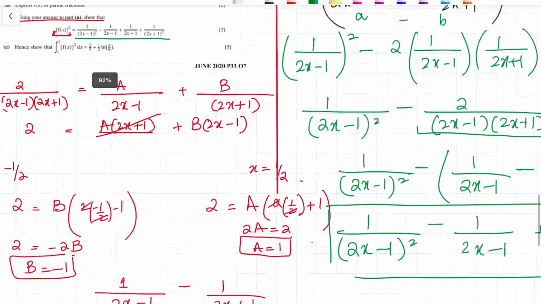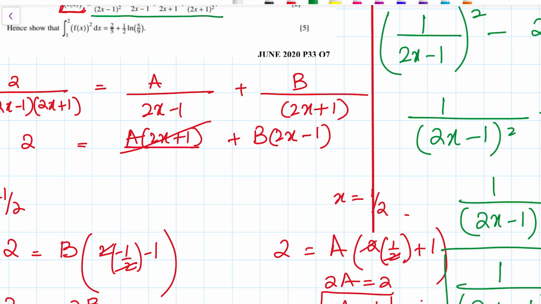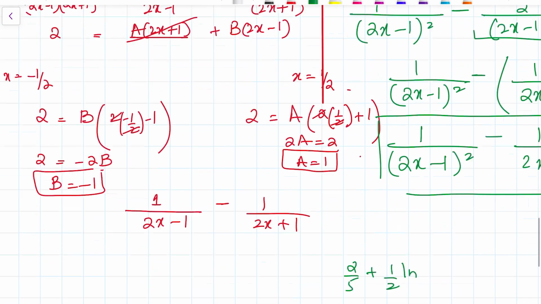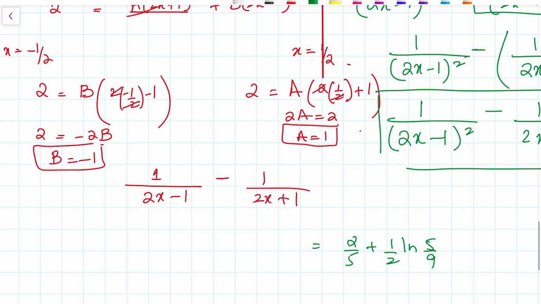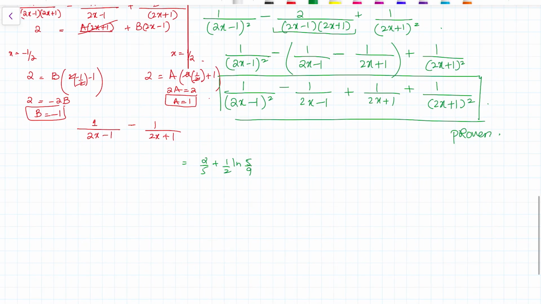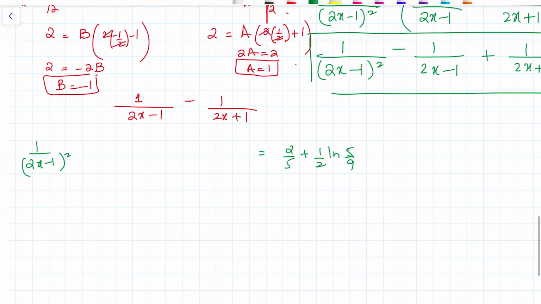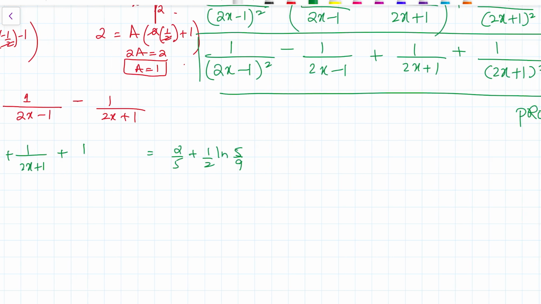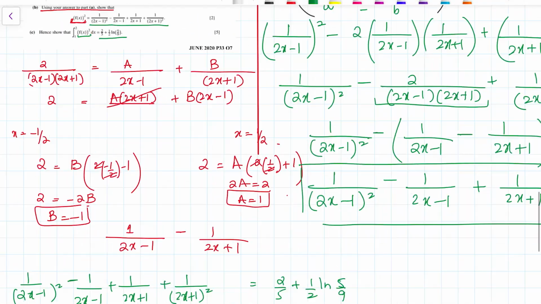Now the next part says you have to integrate with respect to x, between 2 and 1, the same whole square function and get this answer: 2 upon 5 plus half ln 5 upon 9. And we have to integrate f of x whole square. So I'm writing this entire function here: minus 1 upon 2x minus 1 plus 1 upon 2x plus 1 plus 1 upon 2x plus 1 the whole square. And we have to use the limits 2 and 1.